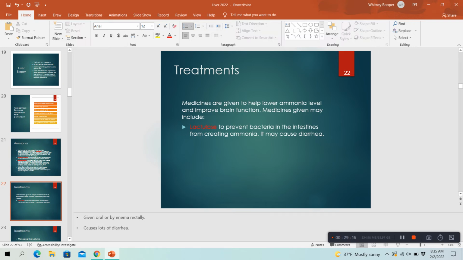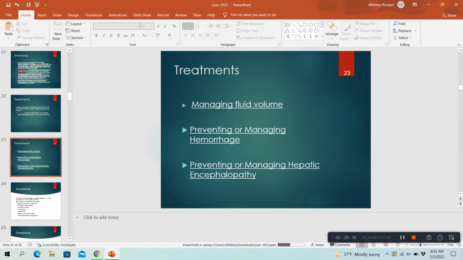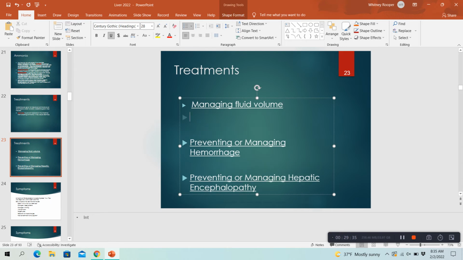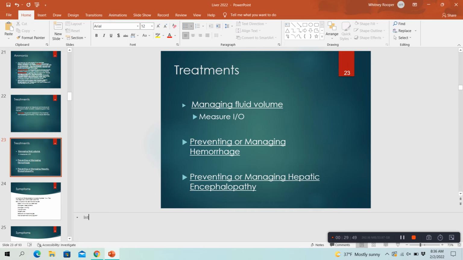So again, our role as a nurse, I'm stressing interventions with you. Our goal is to manage fluid volume, which means intake, output, right? We want to prevent or manage a hemorrhage. And we want to prevent or manage hepatic encephalopathy. That is our role.